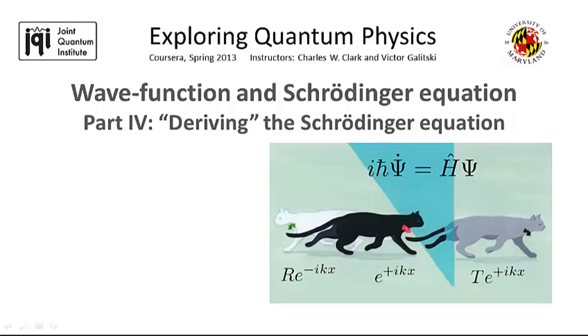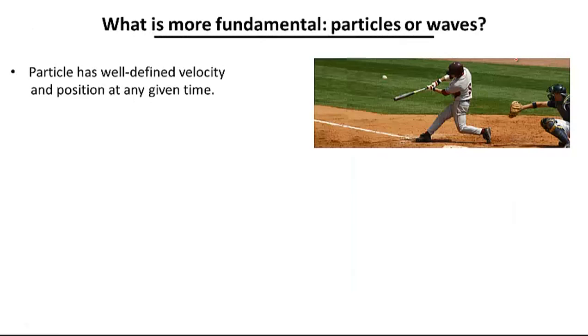Now we're going to rely on the wave-particle duality to deduce the form of the main equation of quantum physics, the Schrödinger equation. But before going to this main part, let me ask the following question. Which picture is more fundamental, the particle-based picture or the wave-based picture?